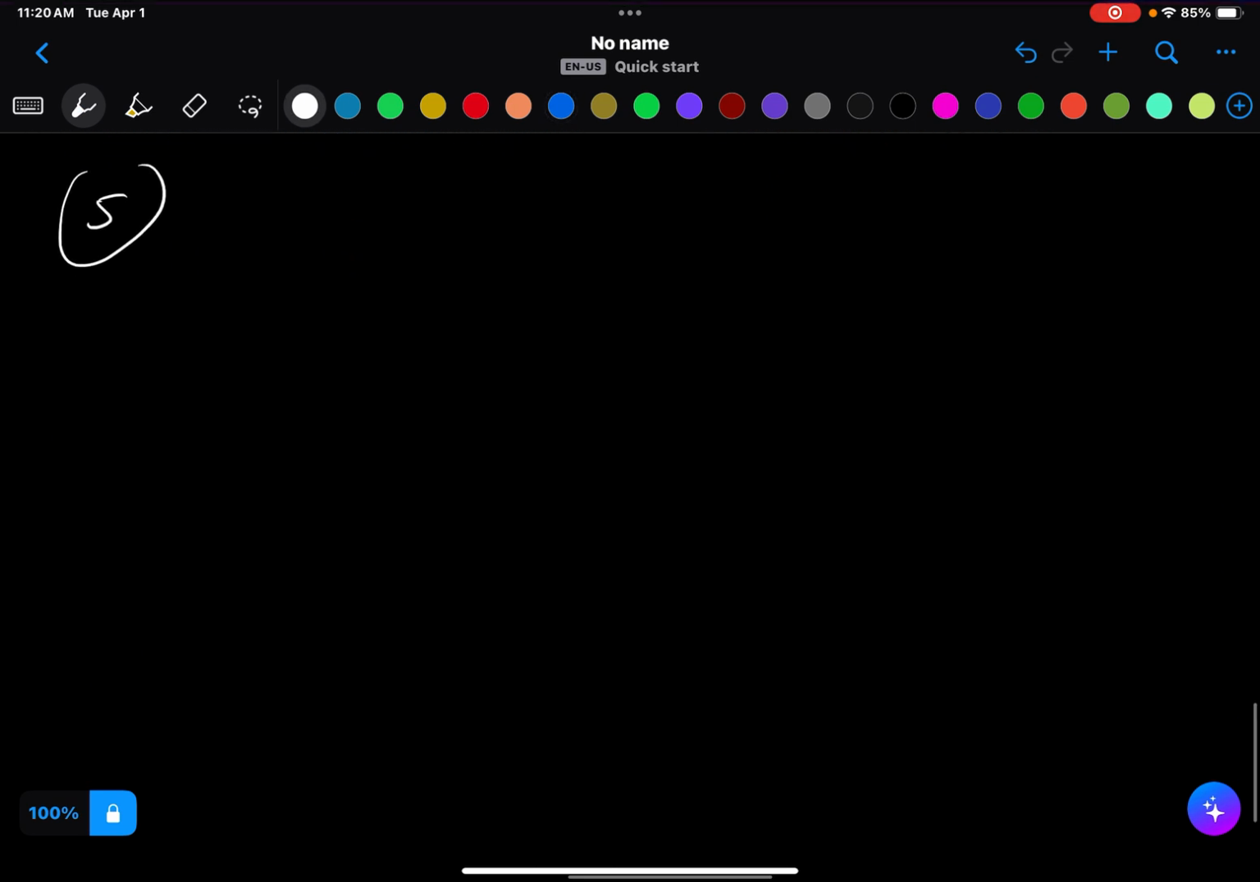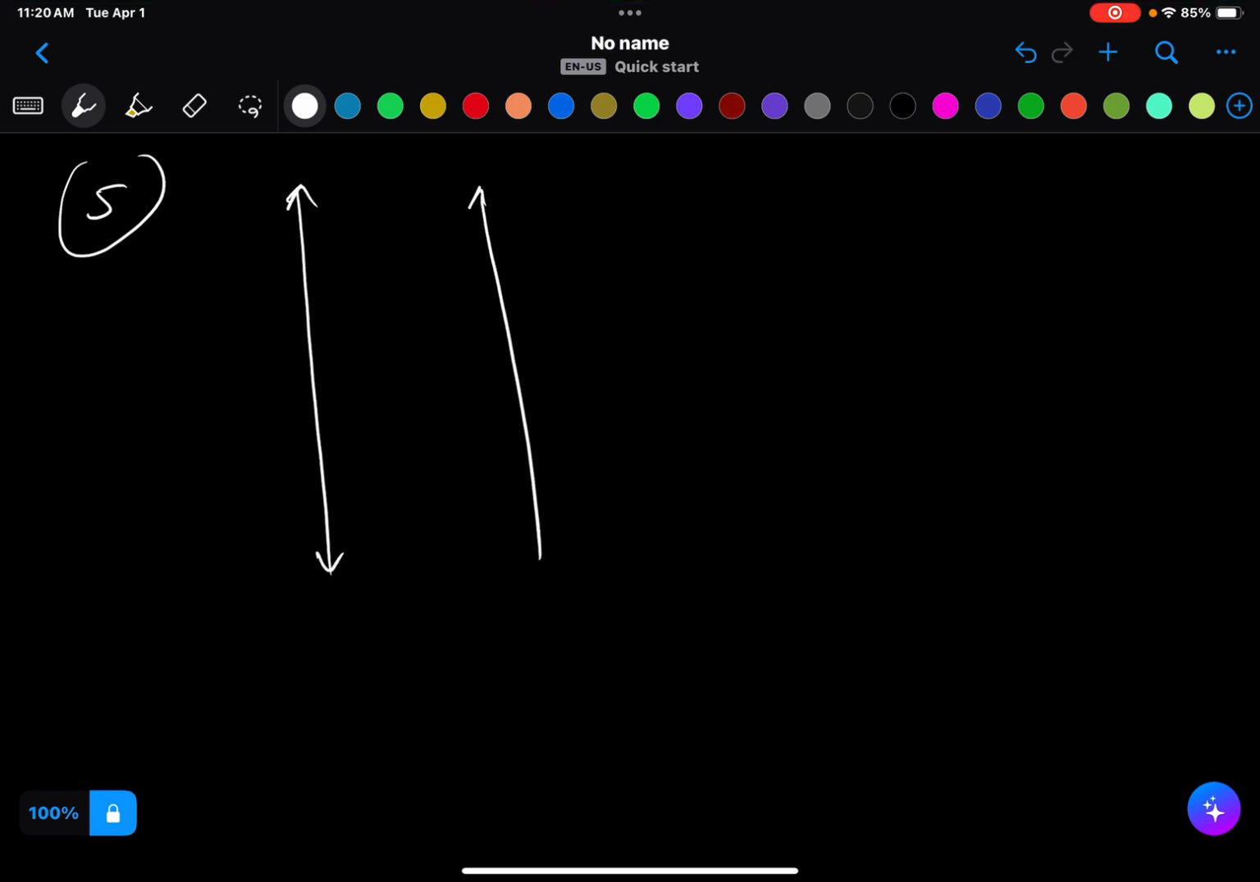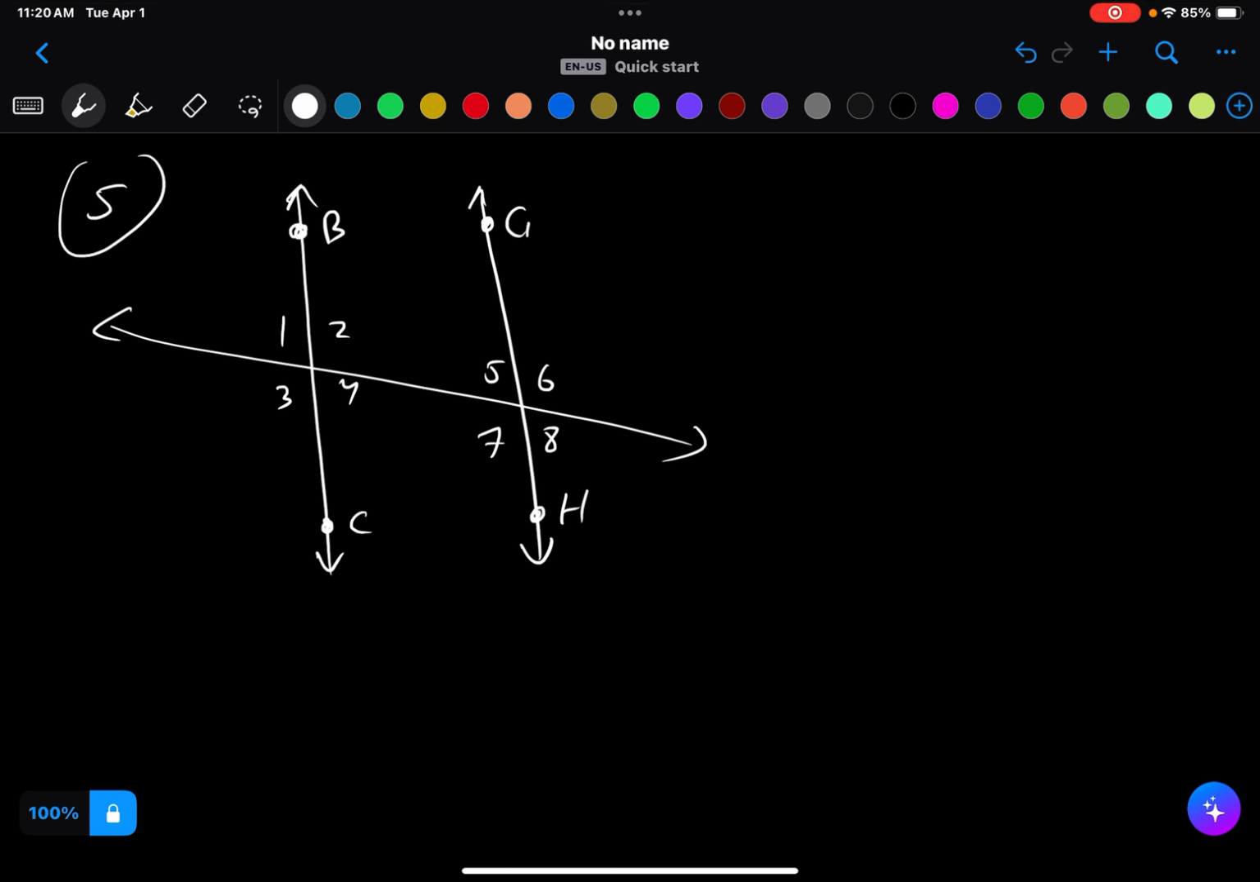Number 5 has this particular scenario. So you again have these two lines that are parallel to each other. BC is parallel to GH. And they're being cut through another line, which forms the 8 angles: 1, 2, 3, 4, 5, 6, 7, 8. And the question is, if BC is parallel to GH, according to the alternate exterior angle theorem, which angles are congruent? Well, it's going to be the exterior angles, first of all.